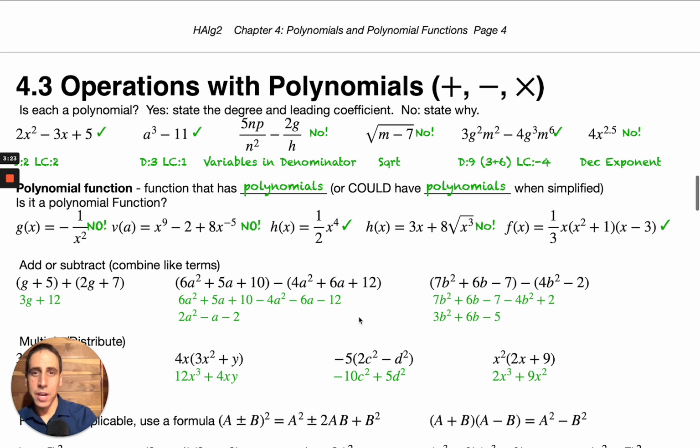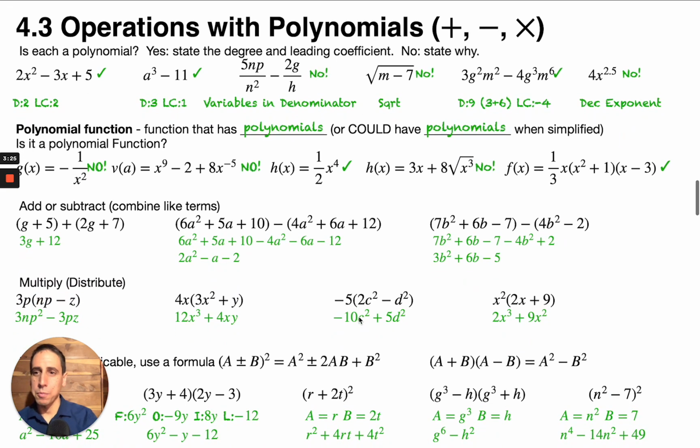So that's adding and subtracting. When it comes to multiplication, you can distribute if there's a monomial out in front. So 3p times np minus 7, we got 2p, so it becomes 3np squared minus, and then you have to make sure you distribute to both terms, you get -3pz, keeping the subtraction. Keeping the addition here, you can distribute and get 12x cubed plus 4xy here.